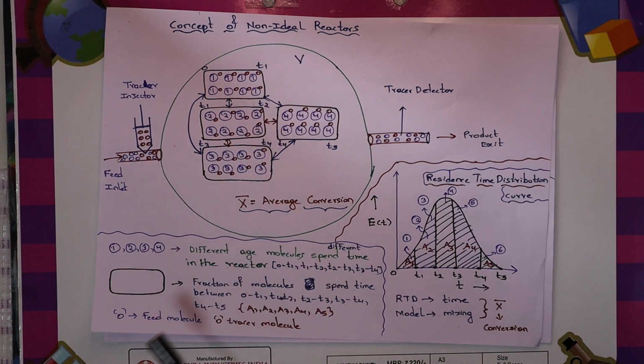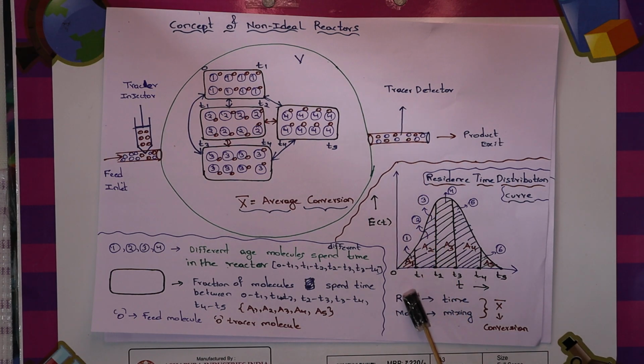So, the time information we are going to get. If you plot it, there is a curve which is called the residence time distribution curve. Based on how much tracer is coming out with respect to time, if I plot E of t on the y-axis and time on the x-axis, I get some sort of curve based on the measurements of the tracer at the exit.